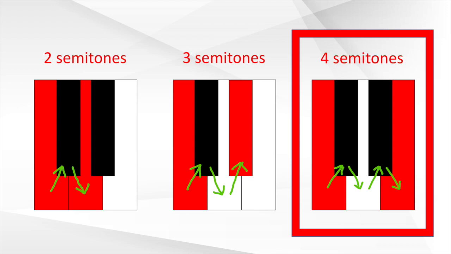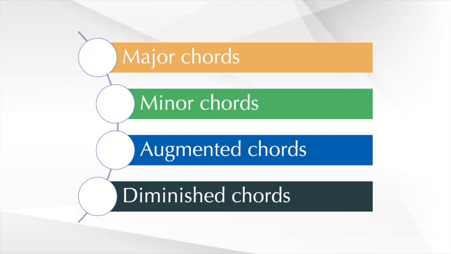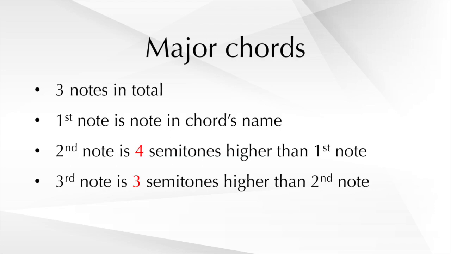Now that we have a better understanding of what a semitone is and how it functions, let's move on to how we can quickly find the notes in all the four chords here: major chords, minor chords, augmented chords, and diminished chords. Major and minor chords are used very often in many songs, while augmented and diminished chords are used much less, but are normally added to make songs sound more special. Let's first take a look at finding the notes in major chords.